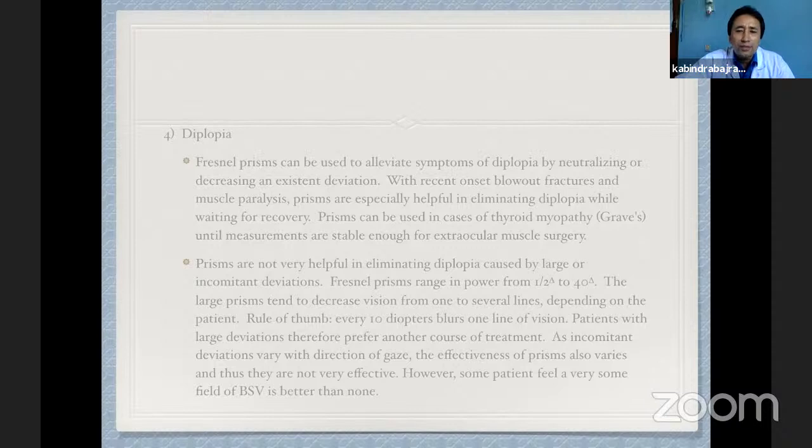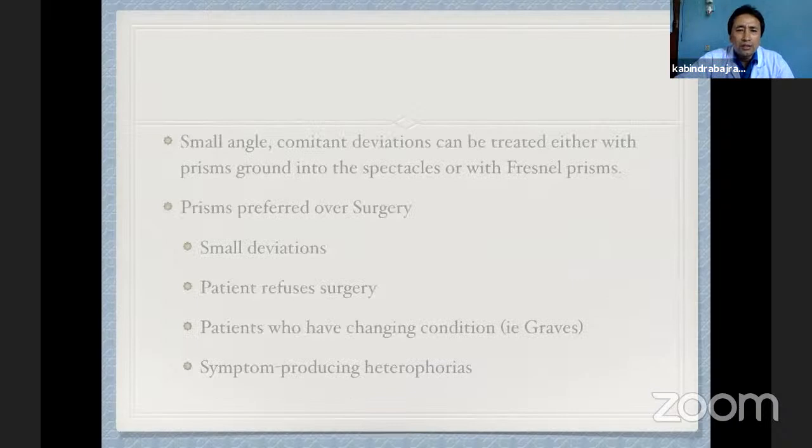It can be a Fresnel prism, but we have to know that with a Fresnel prism, every 10 diopters cause one line of vision blurring. So if a high prism is needed, it may not be practical sometimes. Small angle comitant deviation can be treated either with prism ground into spectacles or with Fresnel prisms. Prisms are preferred over surgery in small deviations where the patient refuses surgery, and in patients who have changing conditions, and symptom-producing heterophorias.